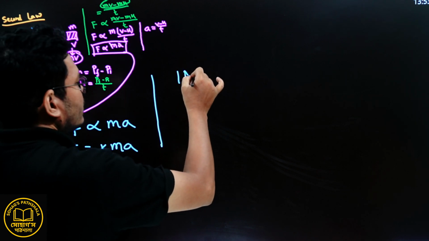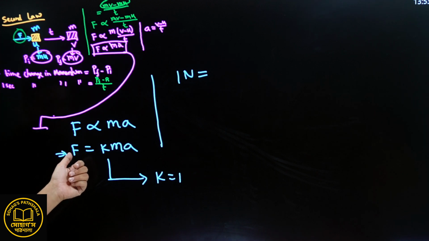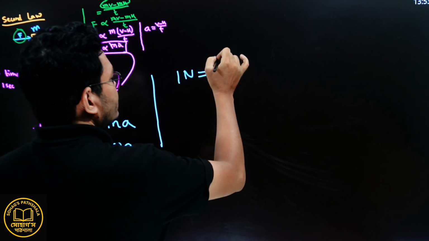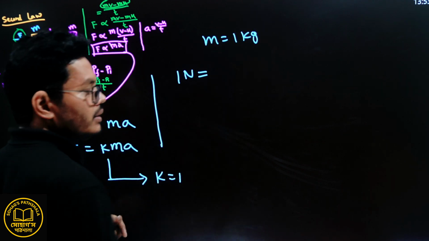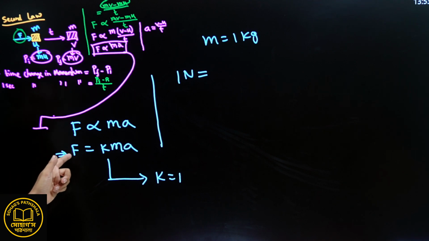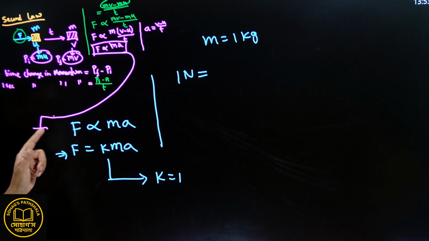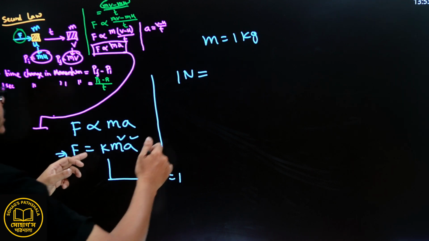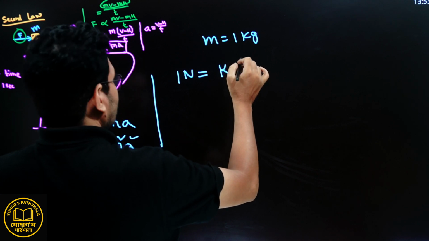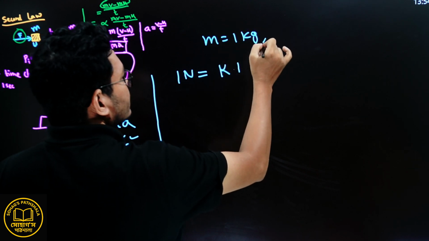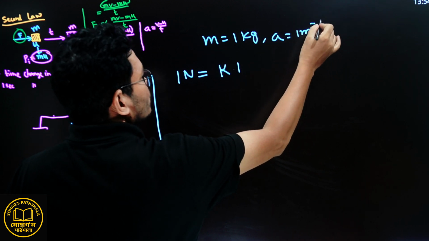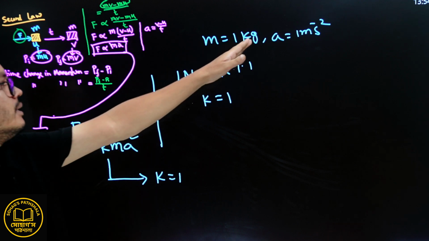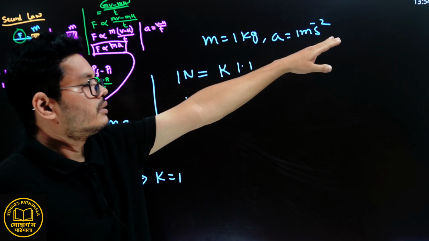So 1 Newton will be if k is 1. That means if you take m equal to 1 kg, our job is to make k equal to 1, and if k is 1, then these two have to be 1, and only then k equals 1, right? So m is 1 kg and a is 1 meter per second square. So ultimately k is 1. So k is 1 if a 1 kg mass is given an acceleration of 1 meter per second square.